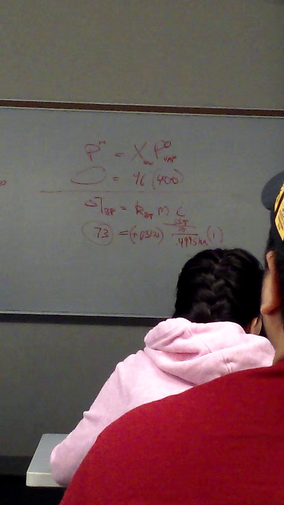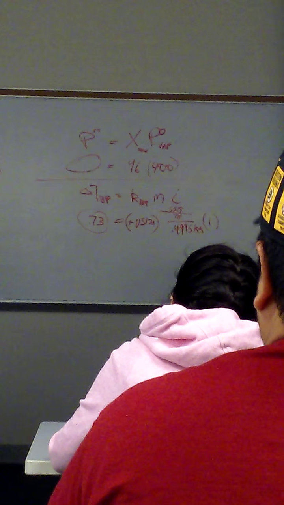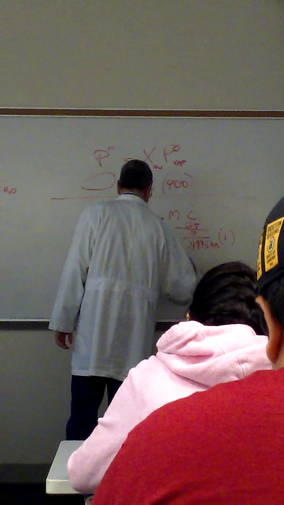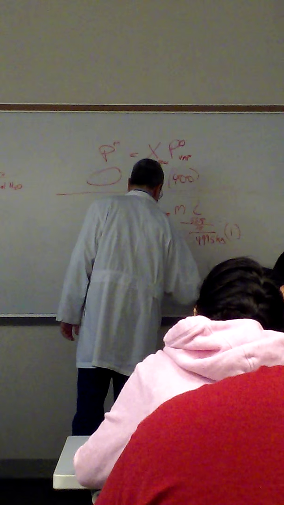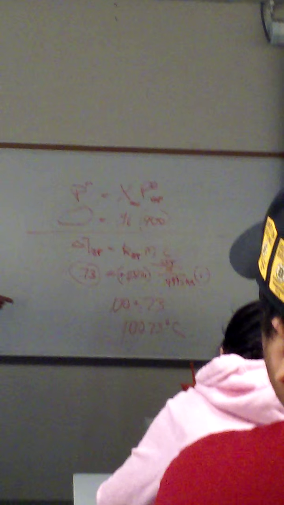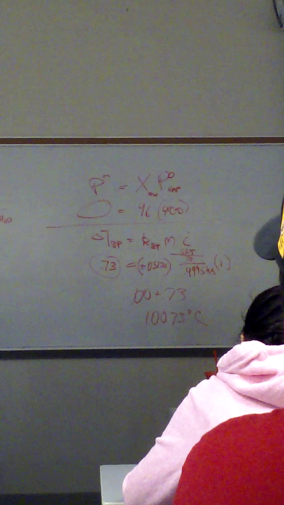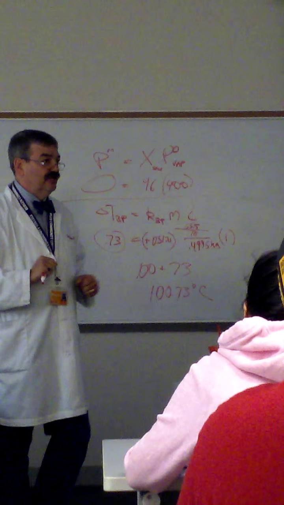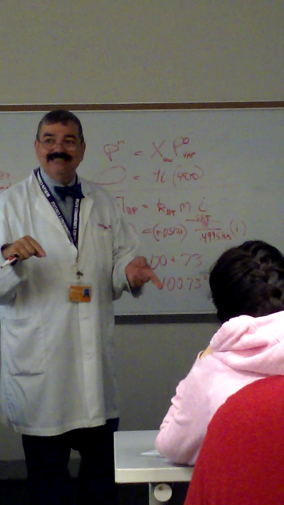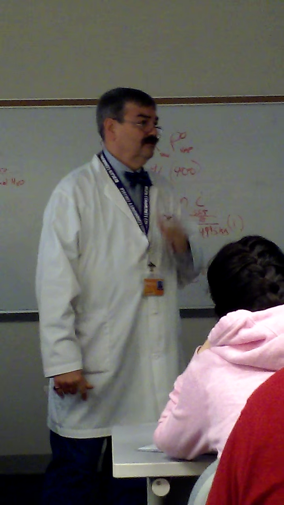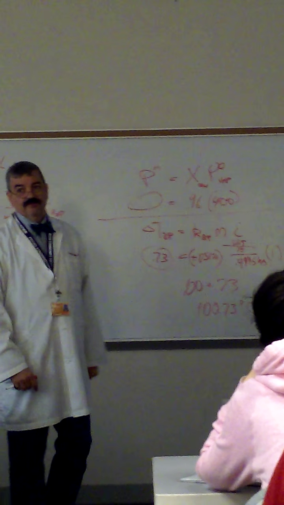Do what to the boiling point? Add it to the boiling point. Boiling point elevation. So your final answer must be 100 plus 0.73 is equal to 100.73 degrees centigrade. Do not forget to take the delta. In the case of the boiling, you add it because it's boiling point elevation. If it was freezing, it is a freezing point depression. You subtract it.